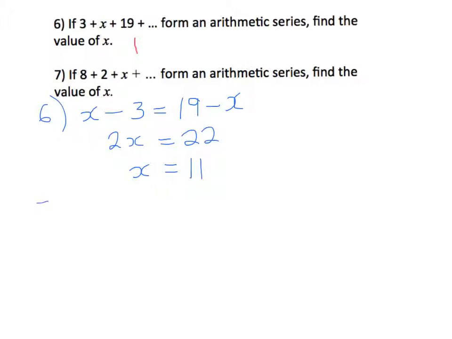Alright, number 7. Very similar question. Now, these form an arithmetic series, find the value of x. So the difference between the second term and the first term must equal the difference between the third term and the second term. So solving that equation to find x, 2 minus 8, and then plus 2, you can see we can do this all in one go. 2 minus 8 is negative 6. And then plus 2 to both sides, so you get x is negative 4.